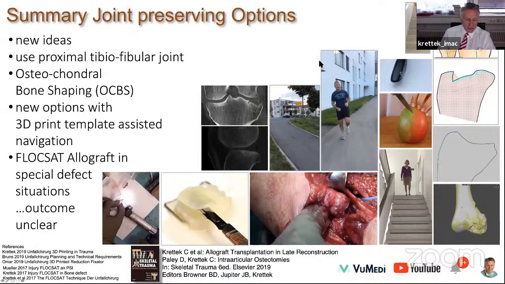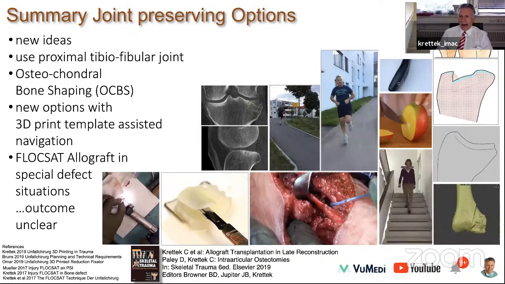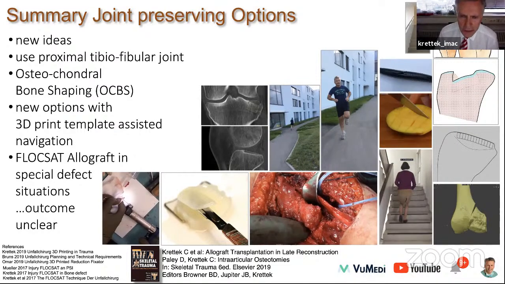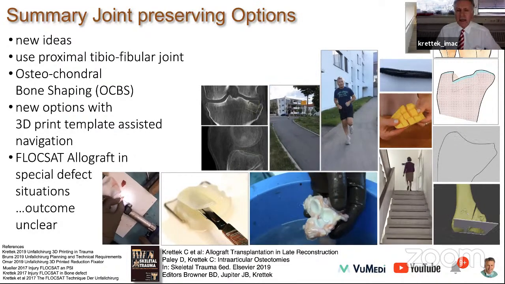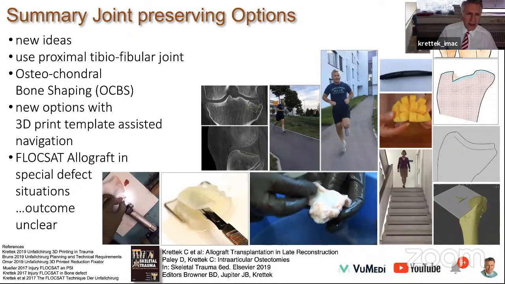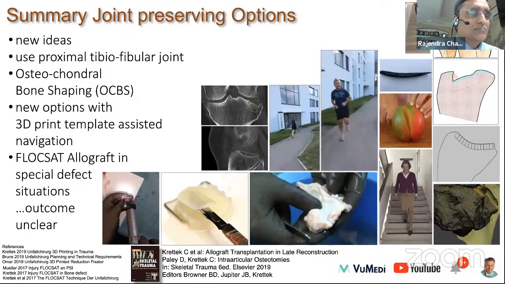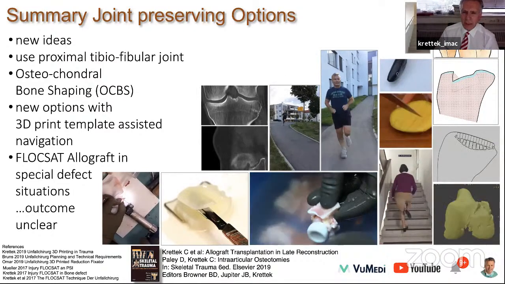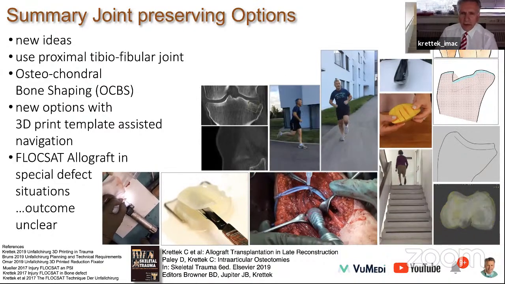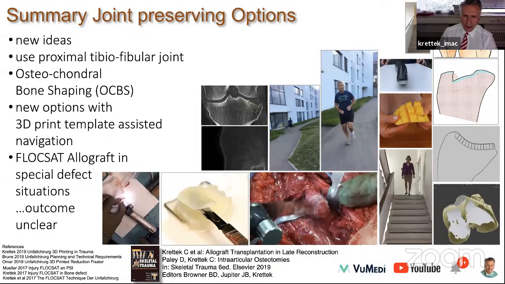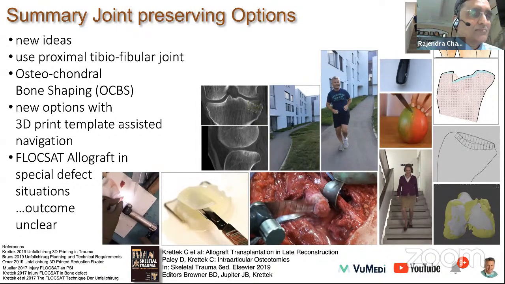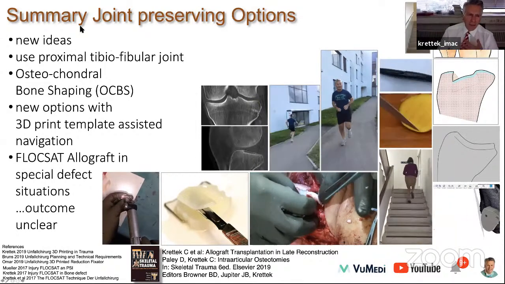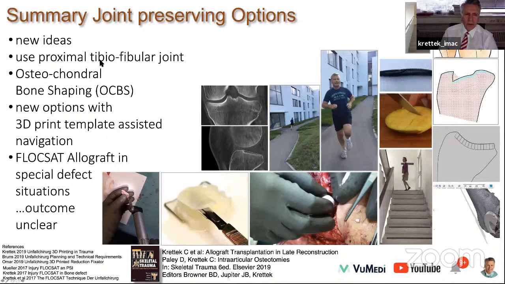So let me summarize. Intra-articular deformities, post-traumatic intra-articular deformities, are complex problems. They are not only related to cartilage, but also to alignment and ligament stability. Meniscus are important options. And there are some new ideas for addressing these big problems.